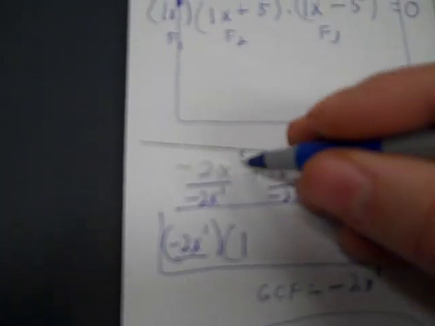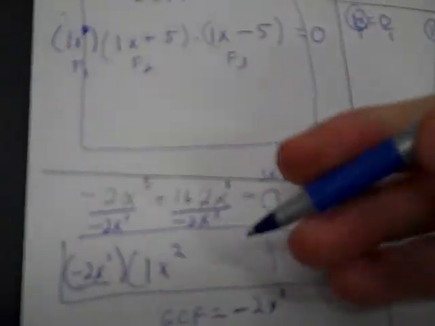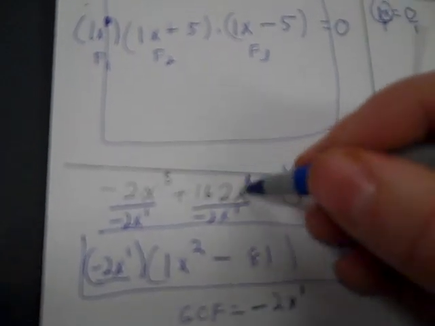Okay, now negative 2 divided by negative 2 is positive 1. And on the x's, I take 3 minus 1, which is 2. Then I take 162 divided by negative 2, and that's negative 81. So I put 81 and then a subtraction sign. And those go away. Okay, now remember, when you're looking for your DOPS, you're looking at this, okay?